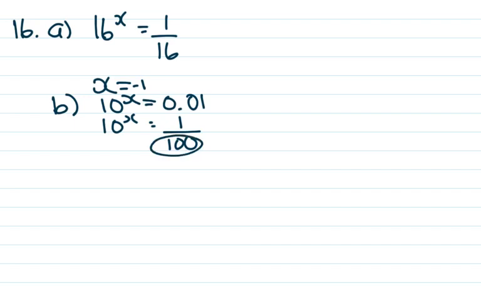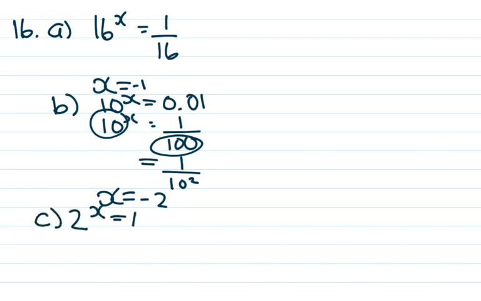Now, how is 100 related to 10? Well, that's 1 over 10 squared. So that means it's the reciprocal of 10 squared. So x is -2. C is 2 to the power of x equals 1. What makes a power equal to 1 is when the exponent is 0. So x equals 0.